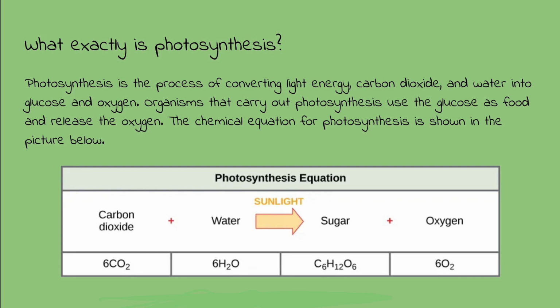What exactly is photosynthesis? Photosynthesis is the process of converting light energy, carbon dioxide, and water into glucose and oxygen. Organisms that carry out photosynthesis use the glucose as food and release the oxygen. The chemical equation for photosynthesis is shown in the picture below. And the picture below shows how carbon dioxide and water are converted into sugar and oxygen using light energy.